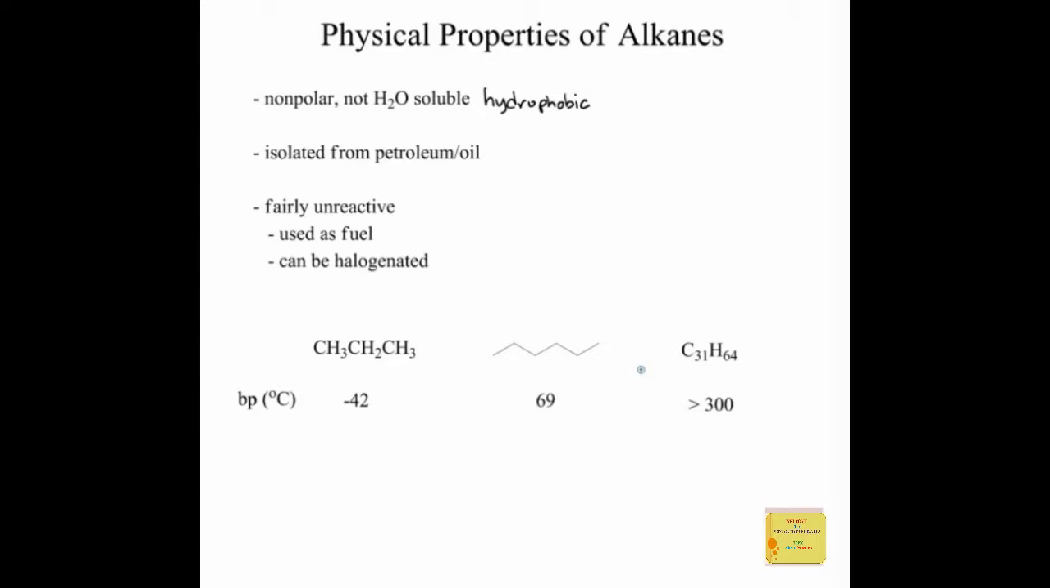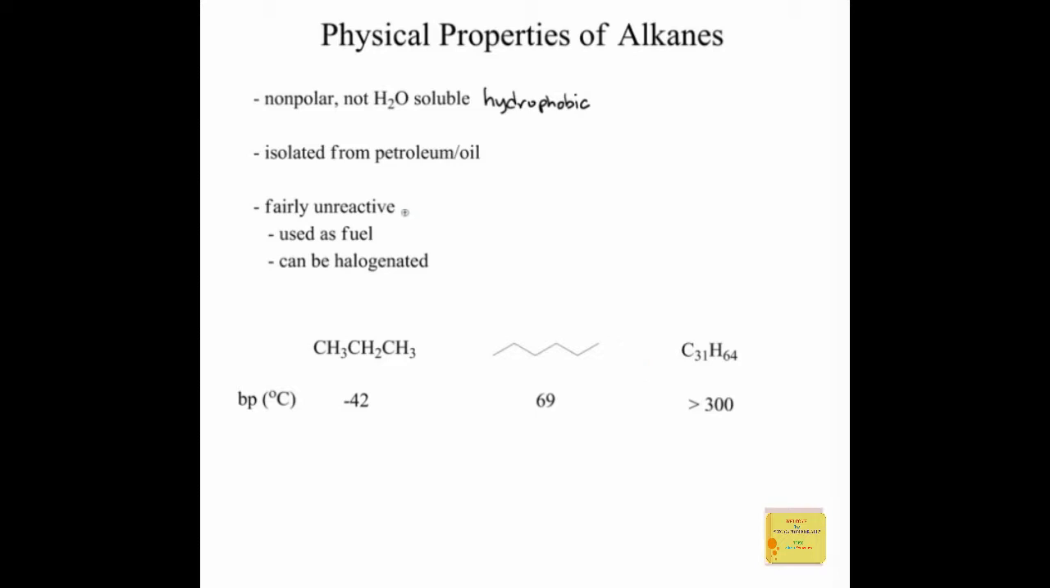They are isolated from petroleum reserves. Crude oil, part of the distillation process in the refinery, separates out the alkanes based on their boiling points, and so this is where we get our alkanes commercially.